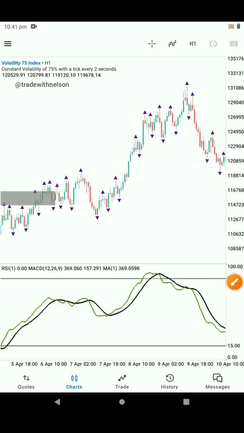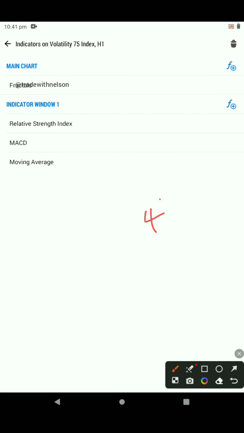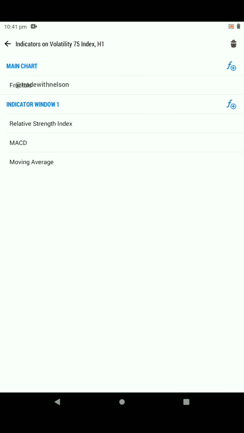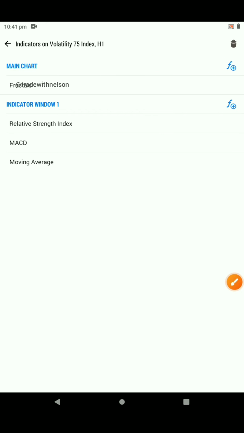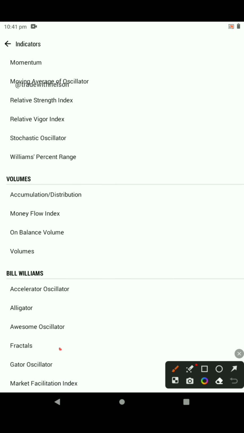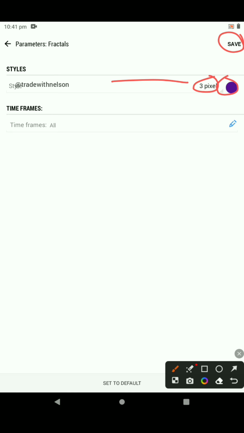So now let me quickly show you settings to my indicator. First thing you do is to click on this indicator icon over here. As said, I have 4 indicators. I have fractals, relative strength index, MACD, and moving average. To select fractals, click on the F icon on the main chart. Scroll down, fractals, click on that. Make your style to be 3 pixels, select color of your choice. After that, click on save.